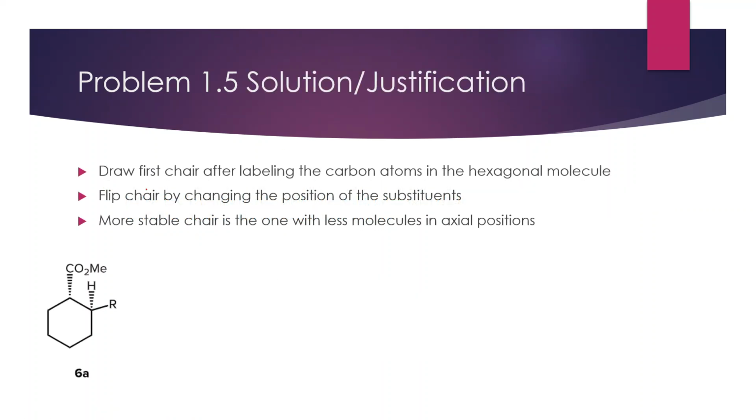Here's the solution to problem 1.5. We must draw the first chair after labeling the carbon atoms in the hexagonal molecule. I will label this CO2Me 1 and the H R 2. We draw the first chair this way, and I will label this carbon 1 and this carbon 2.